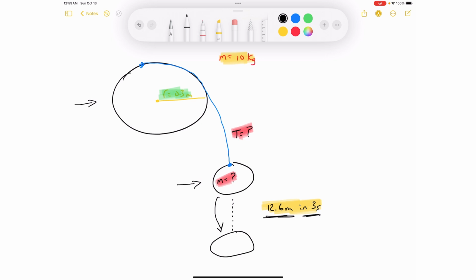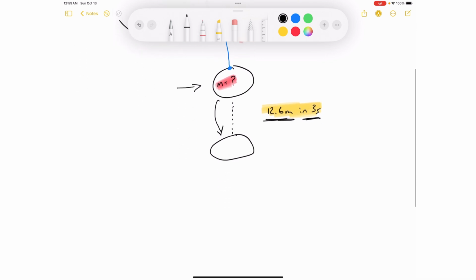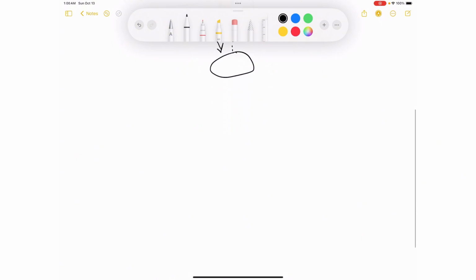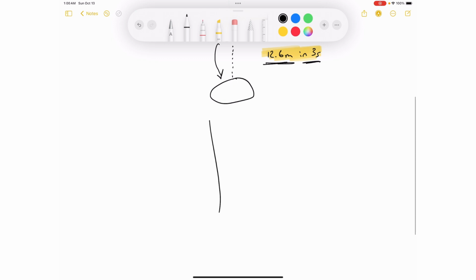Remember, we're looking for the tension in the rope and the mass of the stone. Okay, so it says it fell 12.6 meters in 3 seconds, right? So we can just do normal linear kinematics on that. I can create a graph here, velocity versus time. The initial velocity was 0 because it was at rest. The stone, we're talking about the stone here, and it's going to fall down.